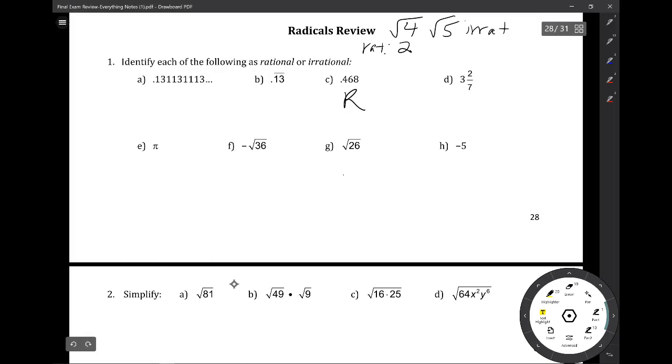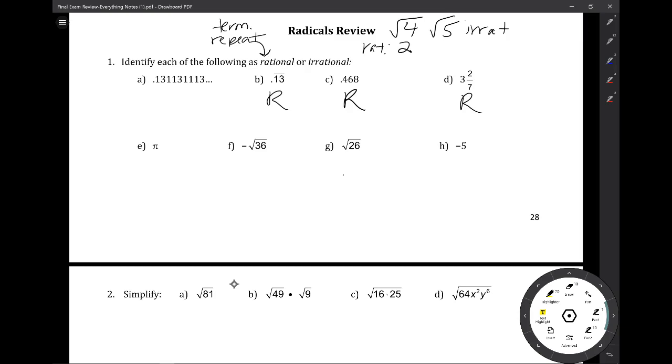So some people think terminating, meaning a decimal that ends, so 0.468 ends, so terminating. A repeating decimal, so in letter B where we have 0.13131313, that would be considered rational because there must be a way for us to express that as a fraction somehow. And 3 2/7 already is written as a fraction, so that would be rational.